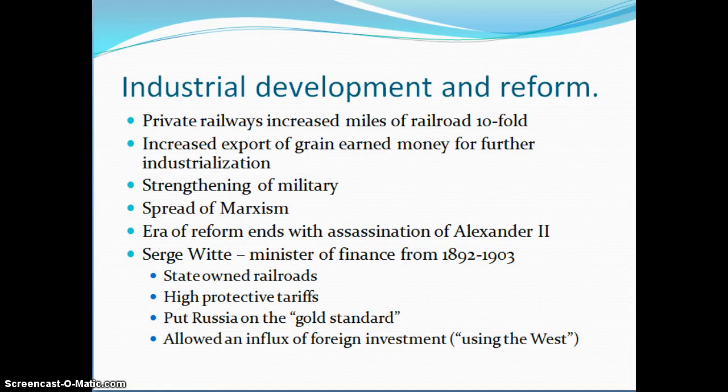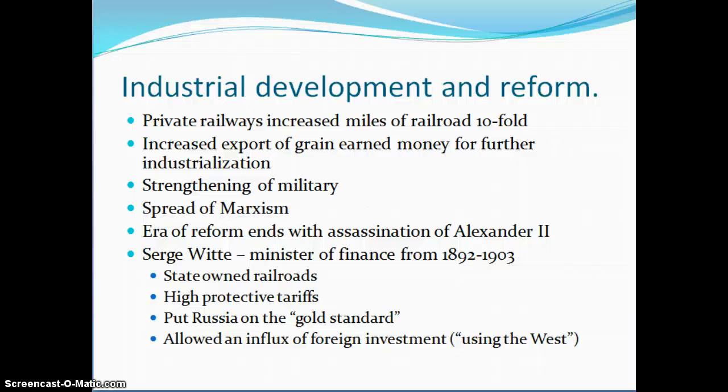Industrial development and reform. Russia increases its private railways tenfold. Increased export of grain earned money for further industrialization. The military was strengthened, and ultimately what we'll see in Russia is a major spread in Marxism. The era of reform ends with the assassination of Alexander II, and we'll move forward.